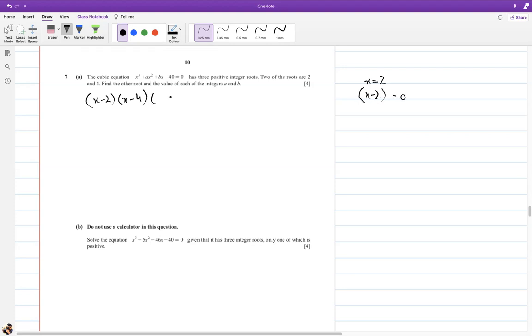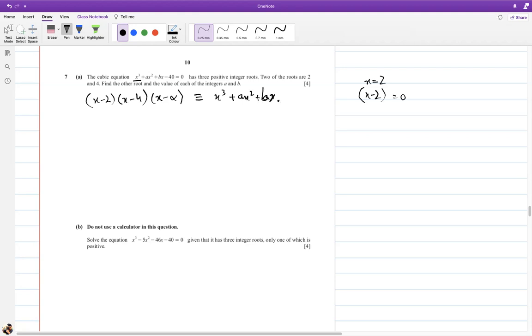Find the other root. So there's some other root, I'll call it maybe alpha. And the value of each of the integers a and b. Now, another thing, because x cube is just 1, so I don't have to multiply this with the number. If x cube was something else, I will have to multiply with the number to figure that one out. So let me just say that this thing on the left is identical to this thing on the right.